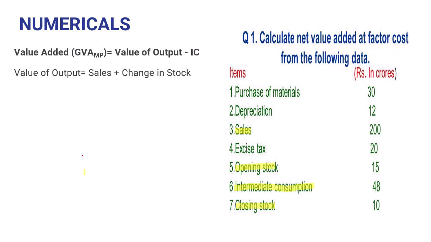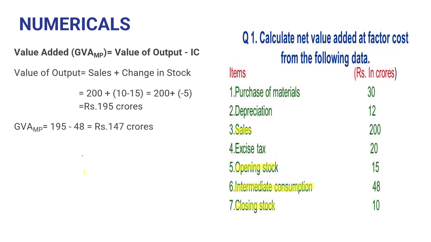Right, so GVA-MP, that is value added, is equal to value of output, which we have already found out, 195, minus intermediate consumption, which is given in the numerical, 48. So put the values, you will get 147 crores is your GVA-MP. अब GVA-MP से easily NVA-FC निकाल सकते हैं. हम ग्रॉस से नेट पे जा रहे हैं, so depreciation माइनस होगा, and then MP से FC पे जा रहे हैं, so you will subtract net indirect taxes.